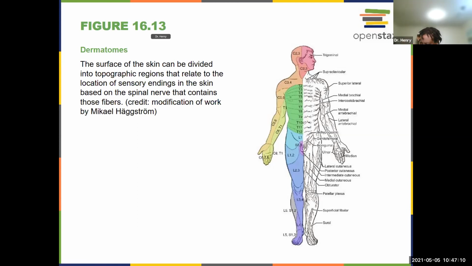And so again, we have another scientist that has broken up the body into various regions, and located it to let us know which regions are being regulated by various sensory receptors.